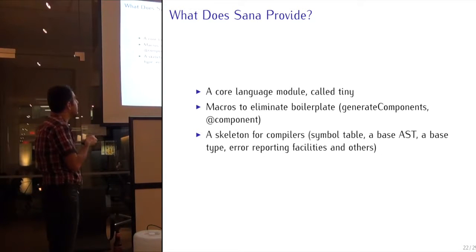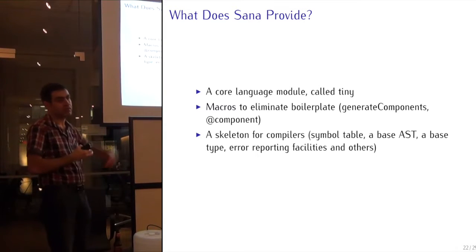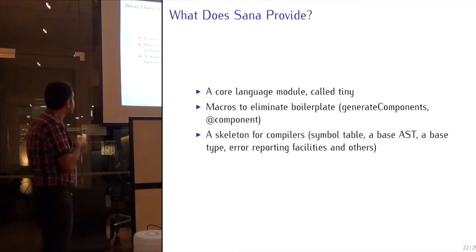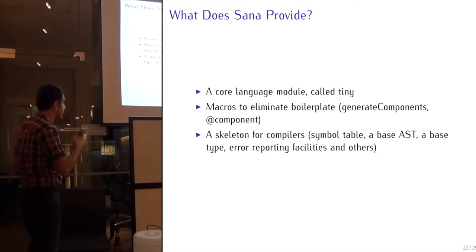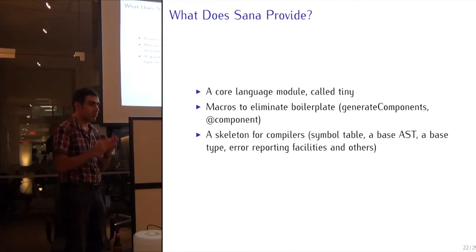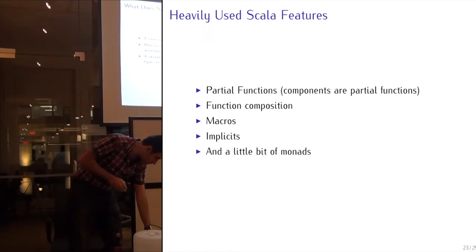Again, we have a single table based compiler skeleton with some basic ASTs. For example, every AST should extend 3, surprisingly. Then some base types and some error handling, error reporting and debugging facilities. So the core of the framework is really small. I think it's around 700 lines, something like this. So it's nothing big.